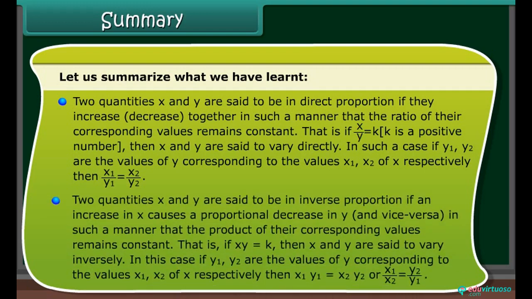Two quantities X and Y are said to be in inverse proportion if an increase in X causes a proportional decrease in Y, and vice versa, in such a manner that the product of their corresponding values remains constant. That is, if XY is equal to K, then X and Y are said to vary inversely. In this case, if Y1, Y2 are the values of Y corresponding to the values X1, X2 of X respectively, then X1 Y1 is equal to X2 Y2, or X1 upon X2 is equal to Y2 upon Y1.